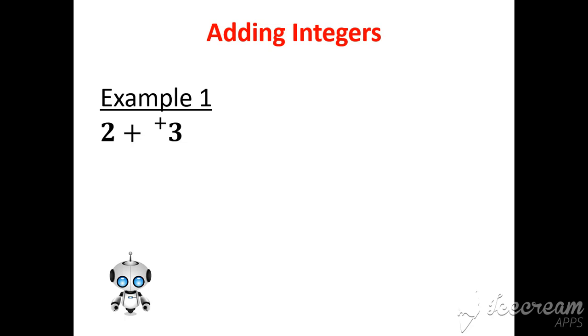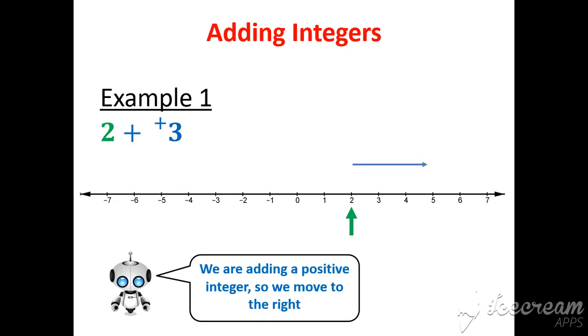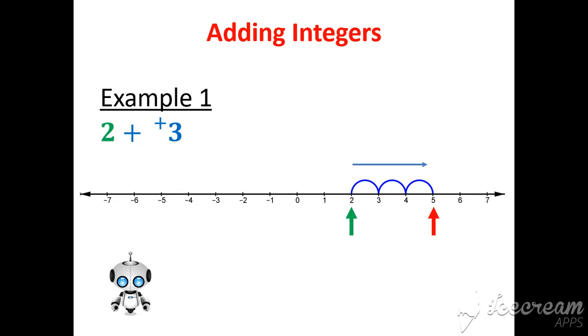Here's example 1, 2 plus positive 3. Here's our number line. We're asked to start at 2 and we need to add a positive integer. When we add a positive integer, we're going to the right. So we're going to the right 3 spaces. 1, 2, 3, and here we are at our answer of 5. So you might write down positive 5, but most of us will probably write down just 5.